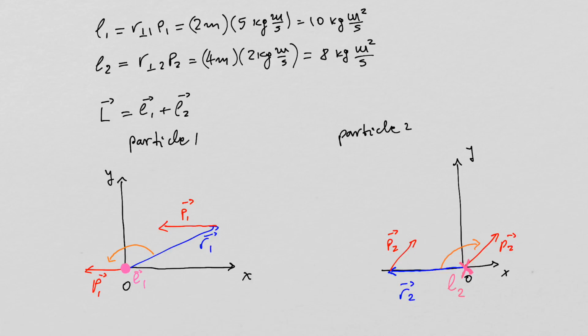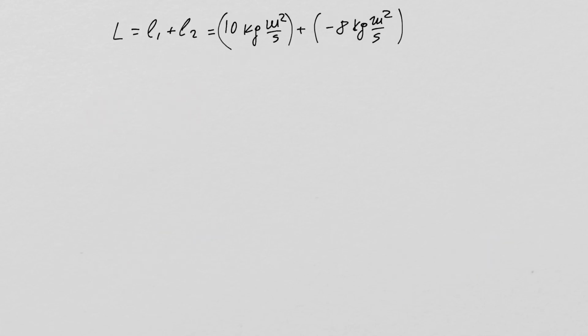So that means that when I'm calculating the total angular momentum, I'm going to take the value of L2 with a minus sign. So adding the two values for the angular momenta L1 and L2, 10 kilograms meters squared per second plus minus 8 kilograms meters squared per second, the final result for L, I get 2 kilograms meters squared per second. So the orientation of the angular momentum of the entire system of two particles will be in the positive z direction or out of the page.